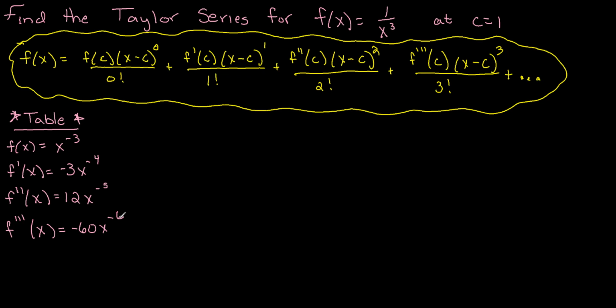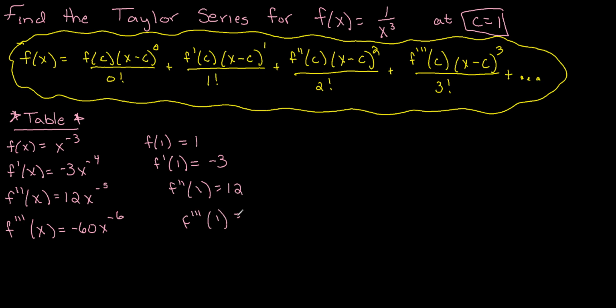Okay, in the second column of my table, I'm going to evaluate each of those expressions at c. And in my example here, c equals 1. So I'm going to do f of 1. So 1 to the negative 3 is just 1. The first derivative evaluated at 1 is just going to be negative 3. Okay, these aren't too bad. Second derivative evaluated at 1, that's a 12. And the third derivative evaluated at 1 is negative 60.